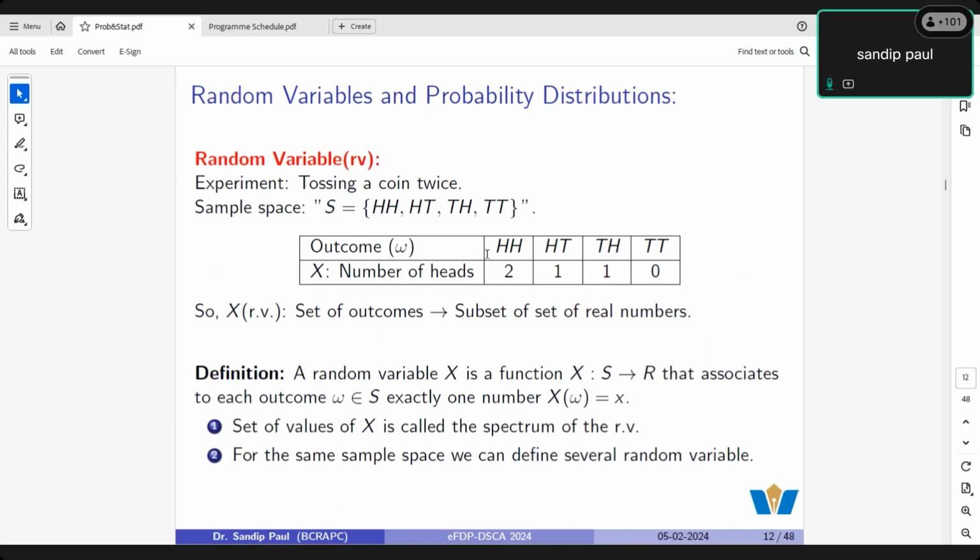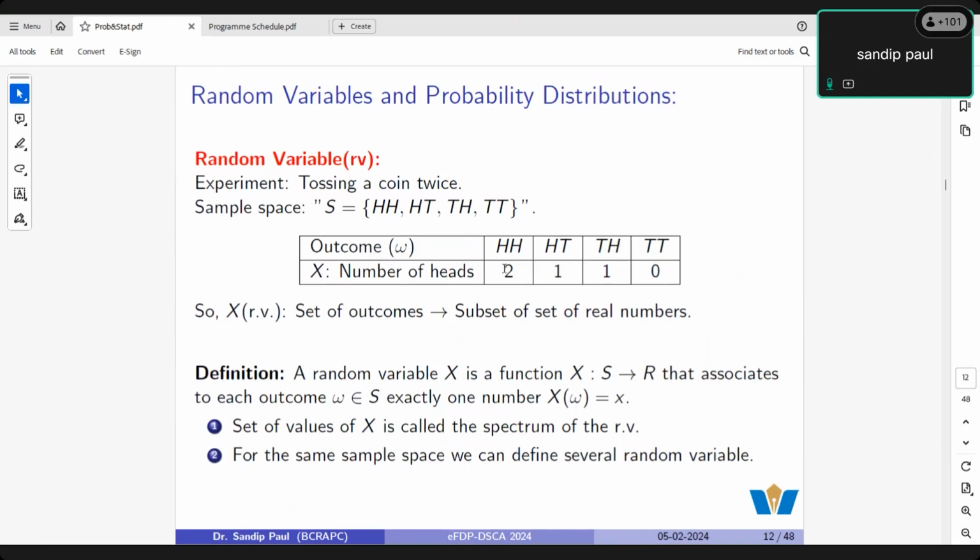And suppose we are defining a real number denoting the number of heads in a particular outcome. So if we consider HH, there are 2 heads, so that's why the number is 2. If the result is HT, the number of heads is 1. If the result is TH, the number of heads is also 1. If both are tails, then the number of heads is 0. So here we are defining a random variable X which can take the value 2, 1 or 0.